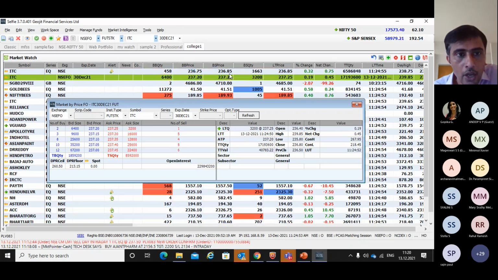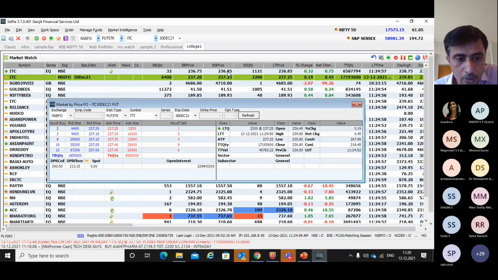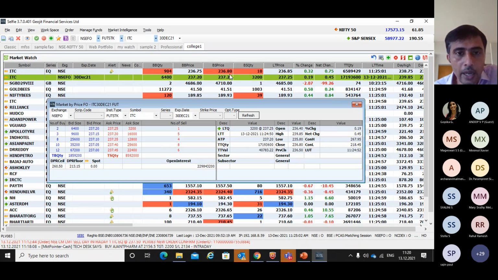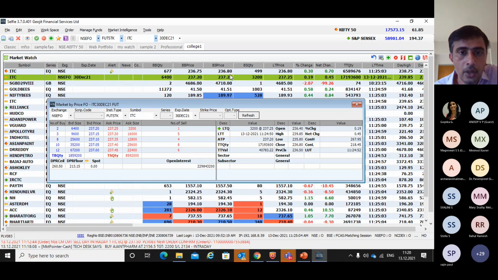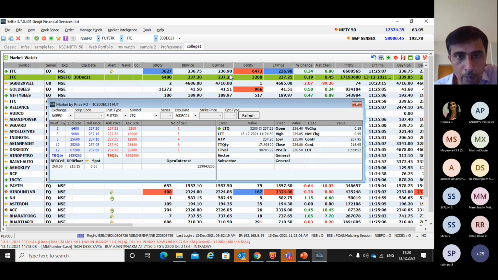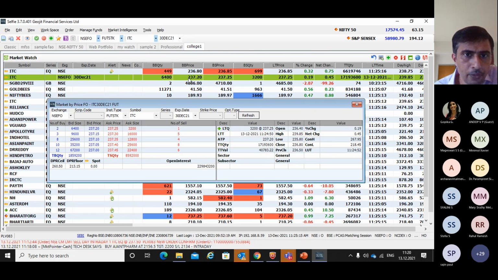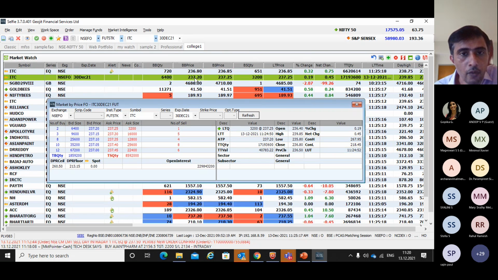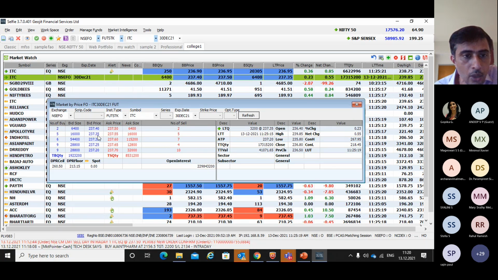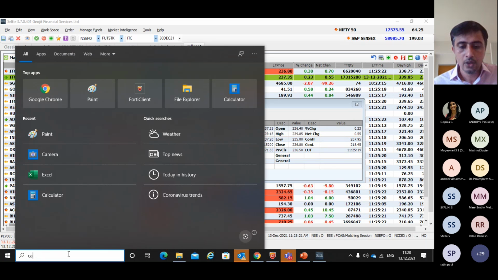So what is the benefit? You are investing only a certain amount in the market, but at the same time you are reaping the benefits of ITC getting appreciated. Suppose I buy the future at 237.20 and suppose ITC moves up to 240. I am benefited more in the futures market. Why?